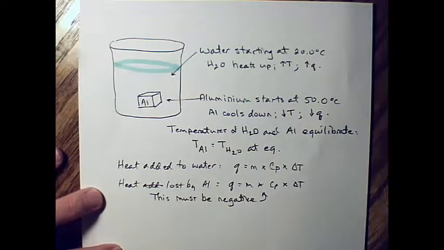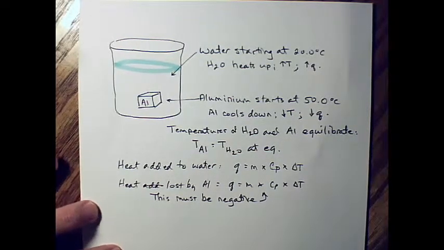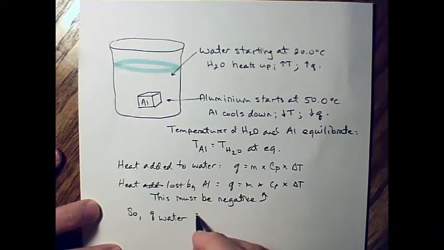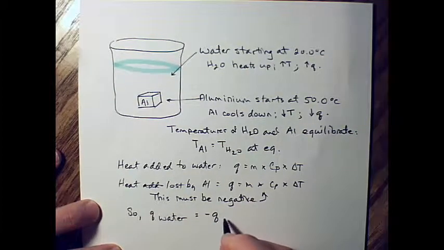Okay? So, here's the upshot. The important stuff here is the Q for the water, that's the heat gained by the water, is going to be equal to, when we reach equilibrium, the heat lost by the aluminum. But the Q's come from the same equation, don't they?